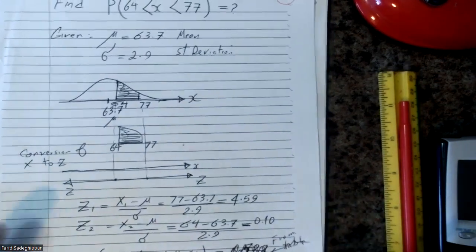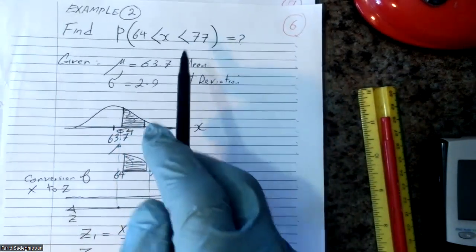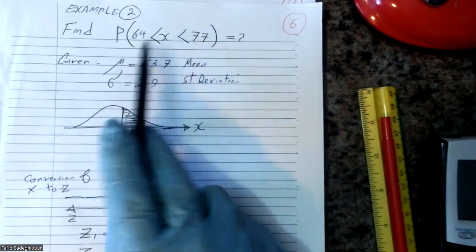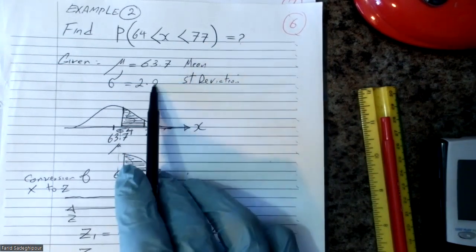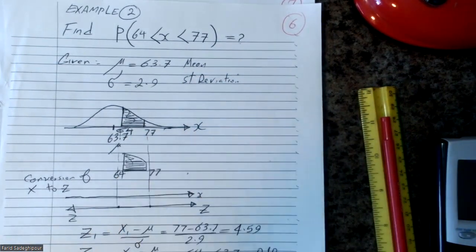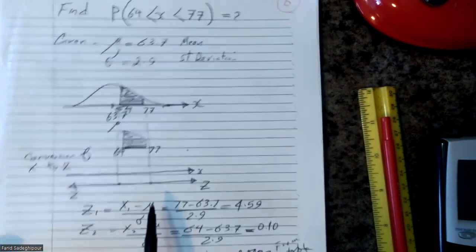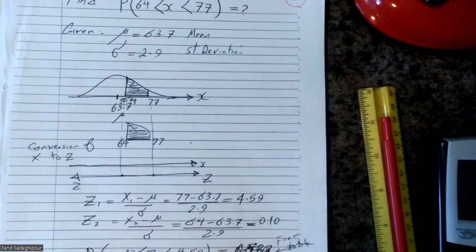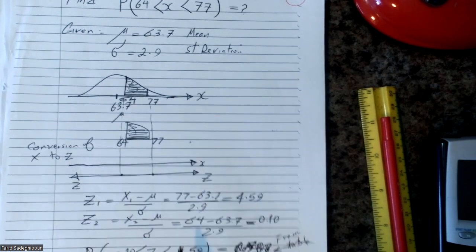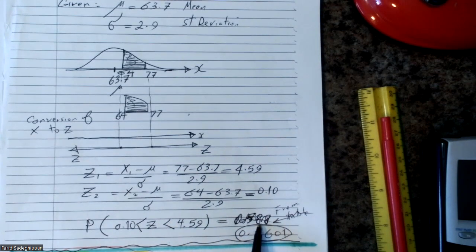I have the same example here. We want to calculate the probability of X between 64 and 77. The mean and standard deviation are given. Between 64 and 77, you either have to convert each to Z1 and Z2, and then find it through the table or through the calculator, or you don't have to do any conversion.